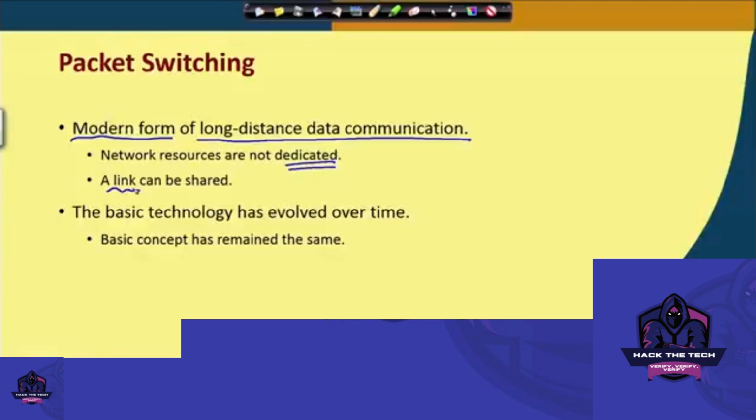Okay? Because the links are shared, there is typically no concept of guaranteed bandwidth. Of course, you can have something called quality of service, a guarantee on that, but typically there is no guarantee on the bandwidth. So, when there is a lot of traffic on the network, you may feel that your data transmission or communication has become slow. Okay? So, this basic concept of packet switching has evolved over time. We shall be looking at this in some more detail.